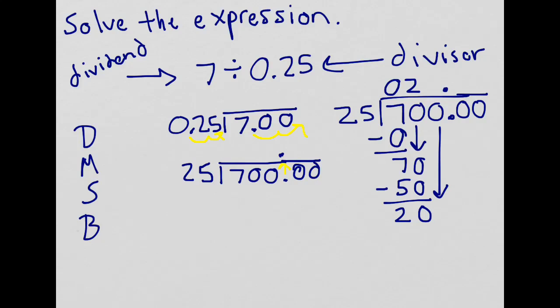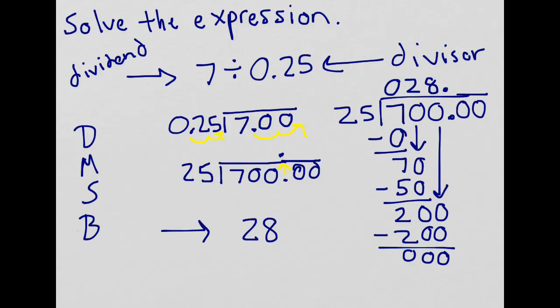Bring down a 0. So now I'm trying to think how many quarters can go into $2. And I know that 4 quarters go into $1, so 8 quarters go into $2. So 25 times 8 is 200. 200 minus 200 is 0, 0, 0. So I finished dividing because if I keep bringing down zeros, my answer is still going to be 28 wholes. So I'm going to go ahead and write 28, and I'm going to put an arrow to that. That's my quotient. My answer to this division problem is 28 wholes.